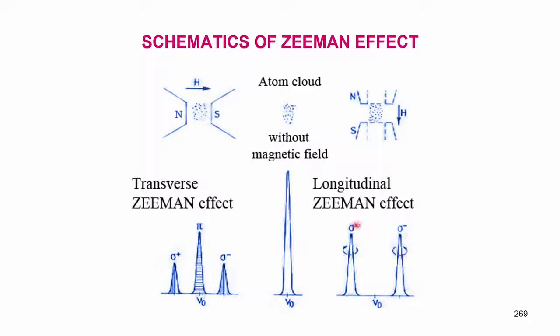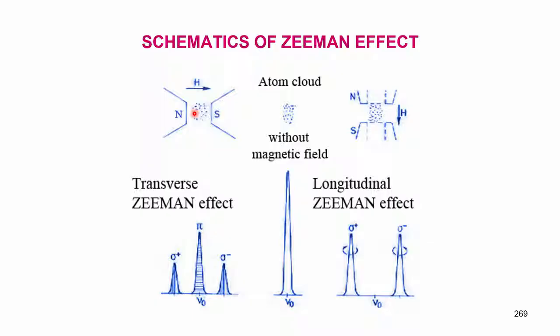Okay. Now, is this clear to you? If it is not clear, what I want you to do is imagine a flame and put two boxes on the top and bottom of the flame, and then you should imagine that the signal is split into three. One is pi, one is sigma plus, and another is sigma minus. Without the magnets, only one signal is obtained, and in longitudinal Zeeman effect, the pi component is missing.